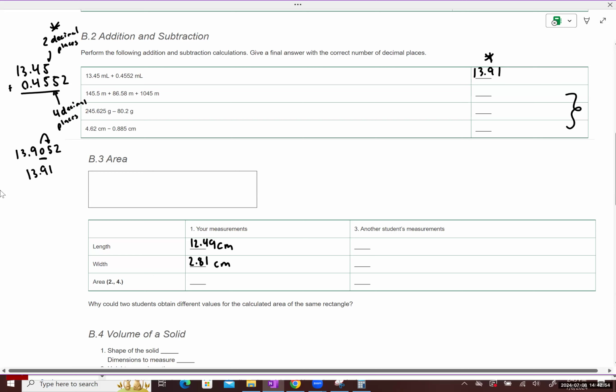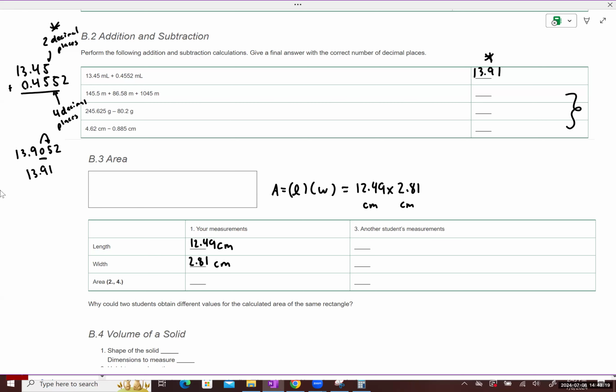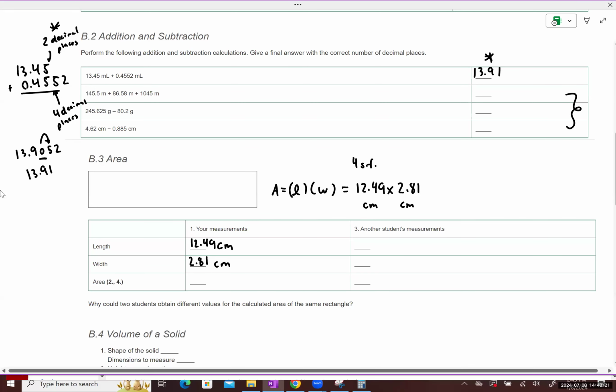And now from here, we're going to calculate the area. So area is the length times the width. So we're going to take 12.49 times 2.81, and these are both in centimeters. Don't forget the units. Now, just like any multiplication and division operation, we're going to count significant figures. The first number has 4 sig figs. The second number has 3 significant figures.